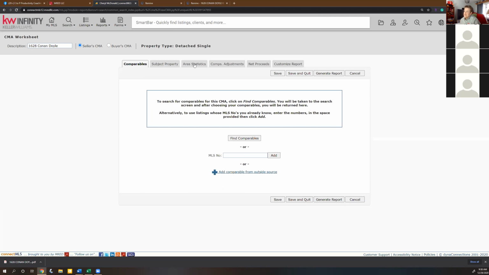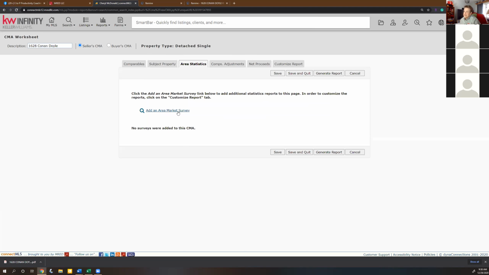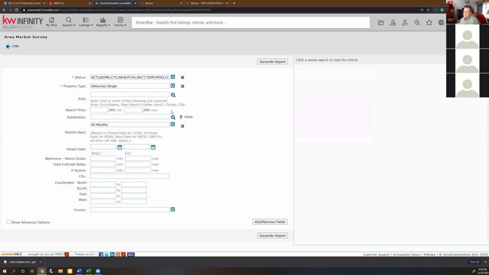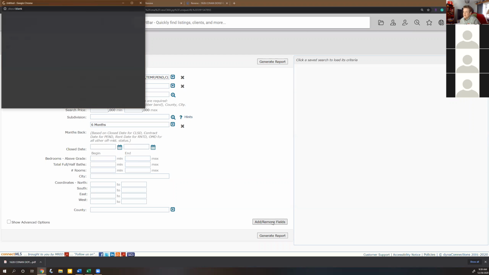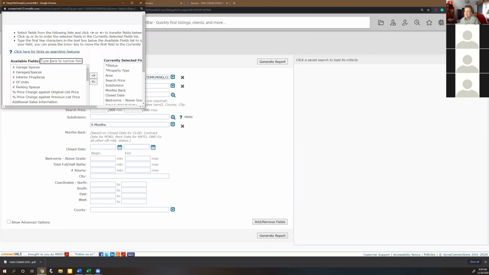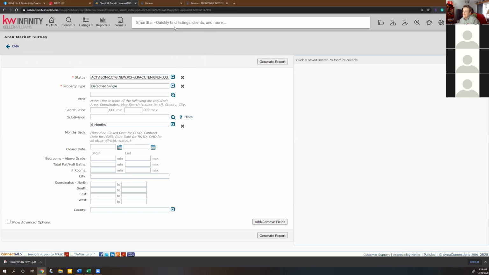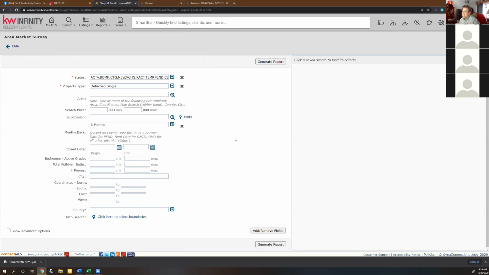Now, the first thing I'm going to do is go over to area statistics and run an area market survey. I'm going to go back 6 months. I am not going to do any criteria except to go over here and add remove fields. Up here in available fields, I'm going to type in map search and add that to the other side. You have to remember to always save your work. Okay. So now I'm going to come down here and select my boundaries.